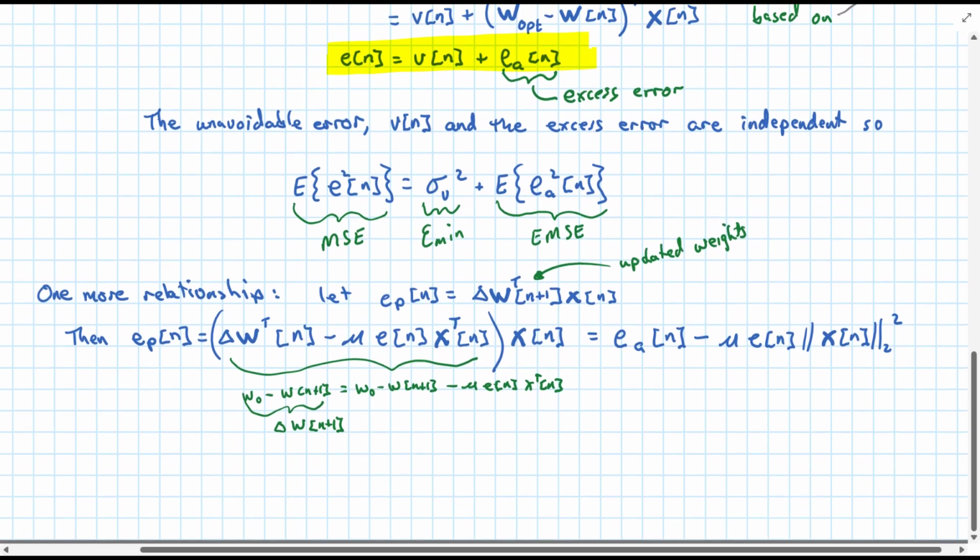So the unavoidable error, Vn, and the excess error are independent. So when we find the mean squared error of this, remember that's where we're going eventually, we get that the expected value of the mean squared error is equal to our E min, which is the variance of our unpredictable or unavoidable error, plus the expected value of the excess error squared.